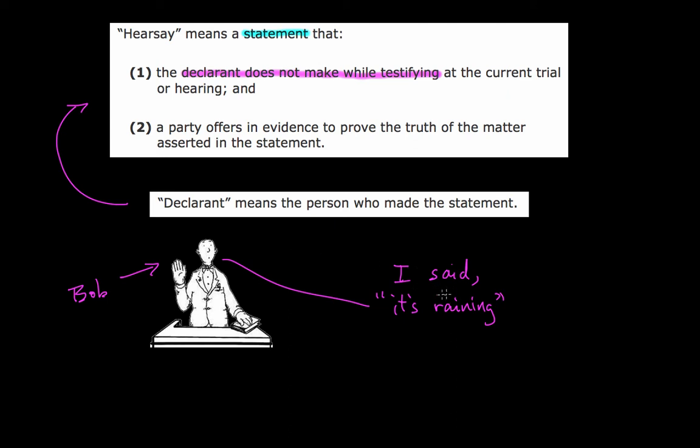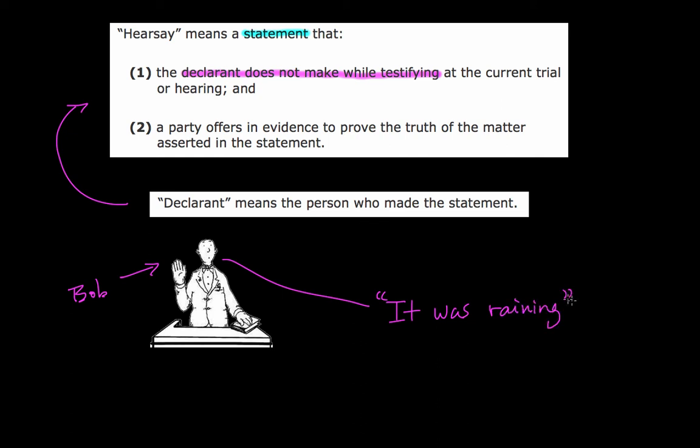Okay, so this statement, I said, "it's raining," is potentially hearsay because it's a statement that the declarant did not make while testifying, even though Bob is right now on the witness stand. This statement itself was not made while the declarant was testifying at a current trial or hearing. Now, the situation would be different if Bob said something else. Let's say that Bob was asked if he remembers the circumstances of that day when he came in from outside, and he says, "Yeah, I remember. It was raining."